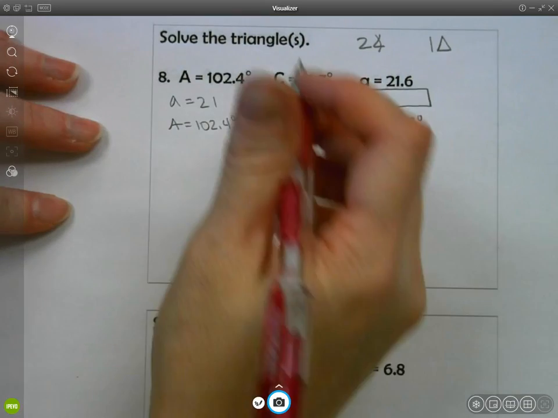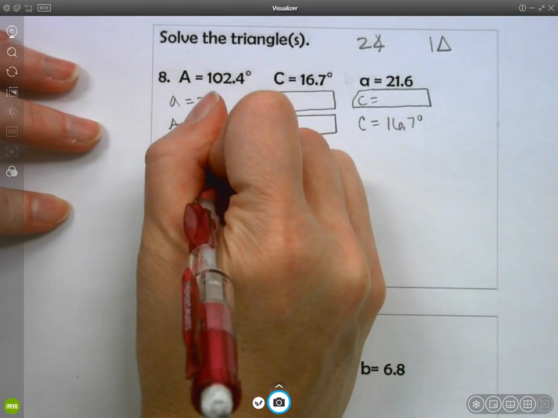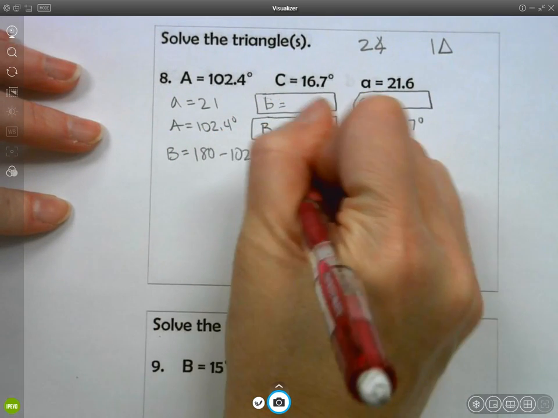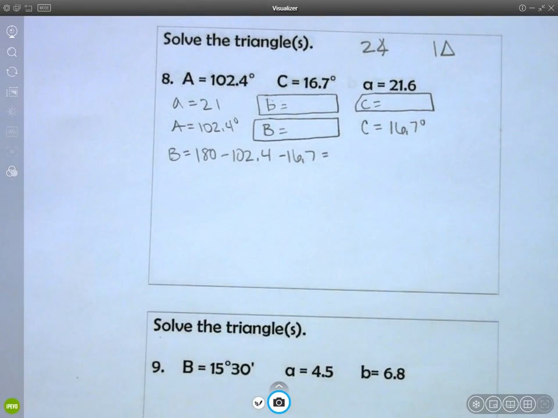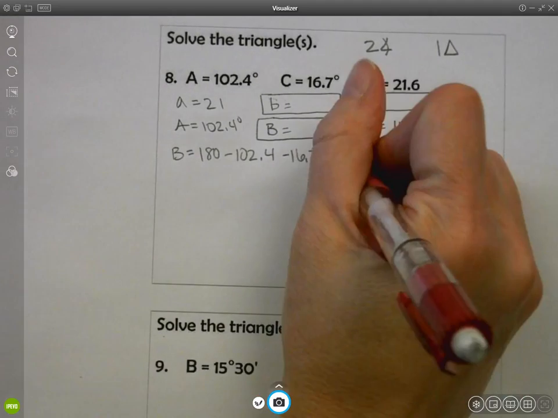So when they give us 2 angles, finding the other angle is easy. There's no inverse needed. You just do 180 minus the 2 angles that you know, because triangles add up to 180 degrees. So we'll do 180 minus 102.4 minus 16.7. I get 60.9.